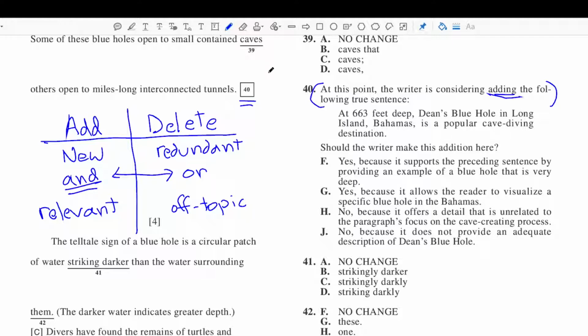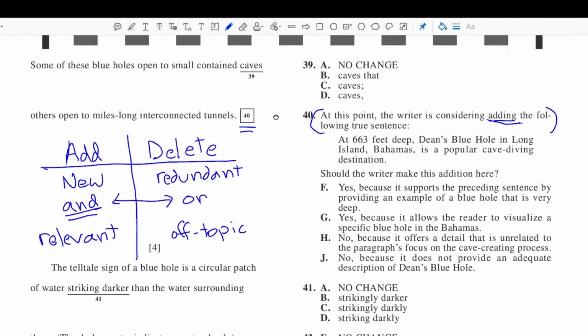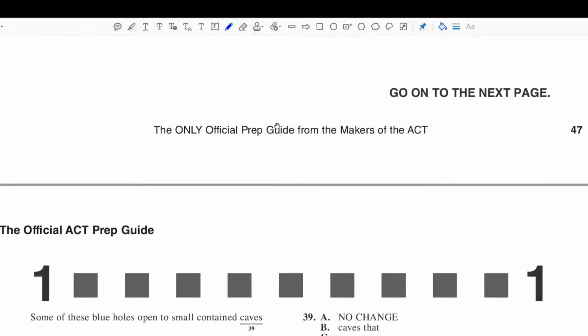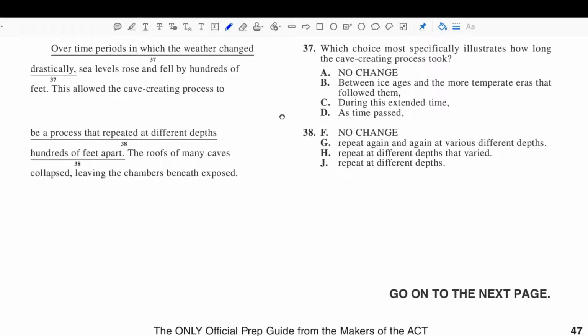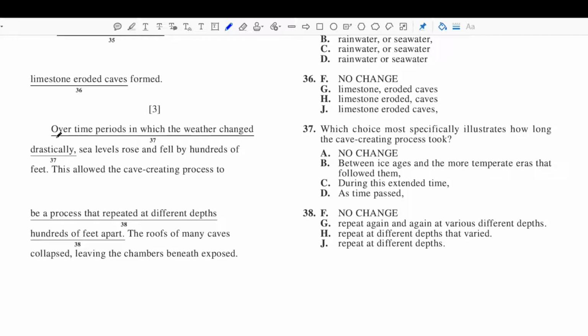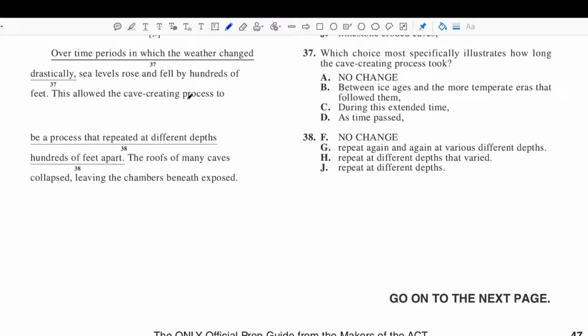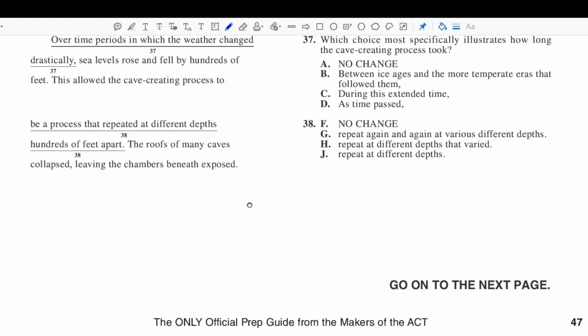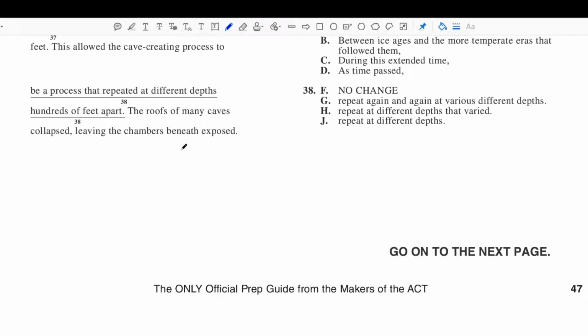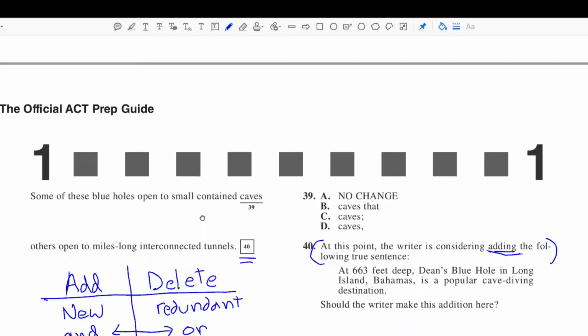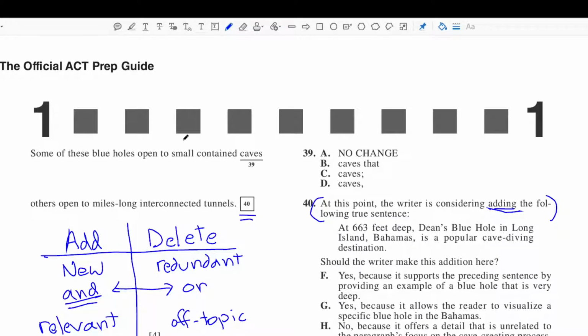Okay, so before we read this, we really want to get a good understanding of what this paragraph's about. Otherwise, how can we assess if it's new and relevant? Now, hopefully you did that already when you were reading it, and you were reading for understanding, but let's go through it together. Okay, it starts here. Over periods of time, the weather changed drastically, the sea rose and fell by hundreds of feet, and the cave-creating process was repeated at different depths. The roofs collapsed on many caves, leaving the chambers exposed. Some of the blue holes contained caves, and others were mile-long interconnected tubes.